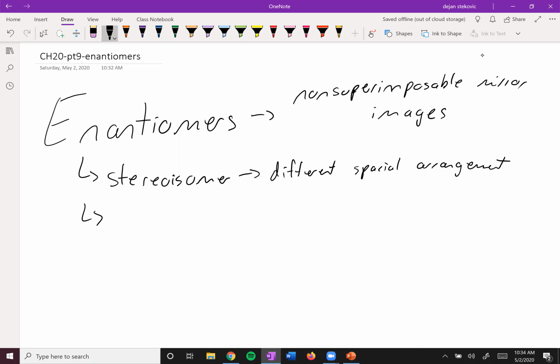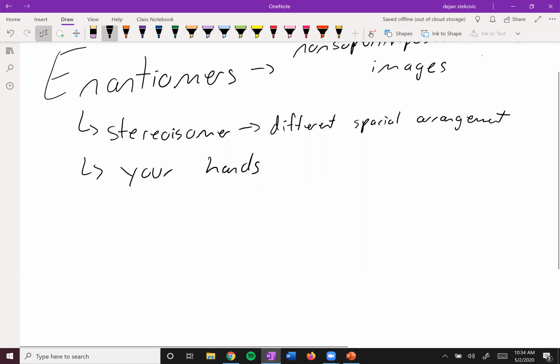An example of that is your hands. If you take a look at your hands, you have a palm on each one, four fingers and a thumb, but they're not the same, right? You can tell the difference between your left hand and your right hand. And if you point them palm facing towards each other, you can see they're actually mirror images of one another. So in order to have an enantiomer in a carbon compound, you need a carbon with four different groups.